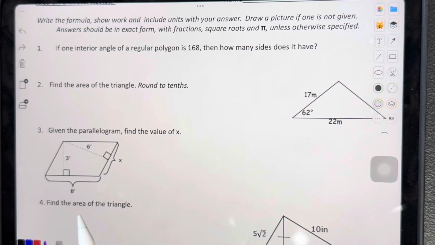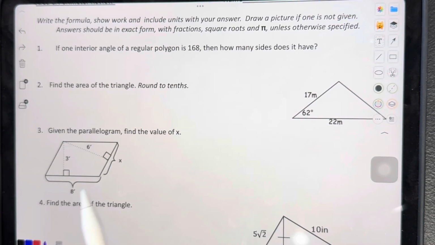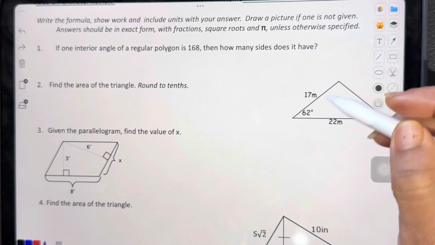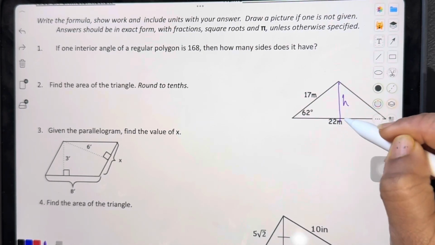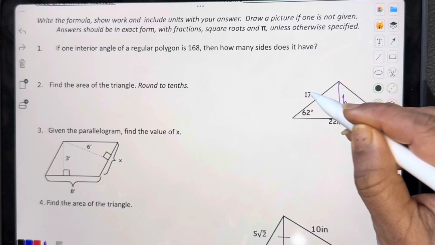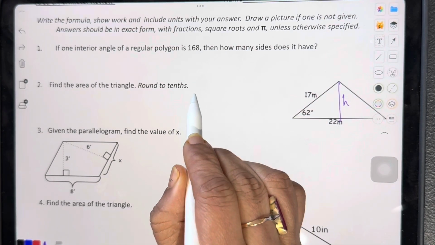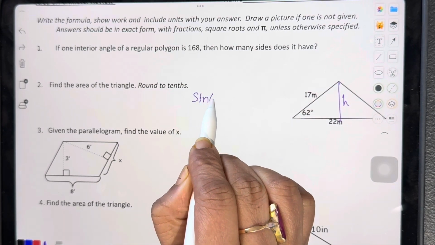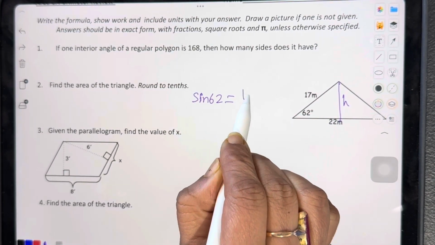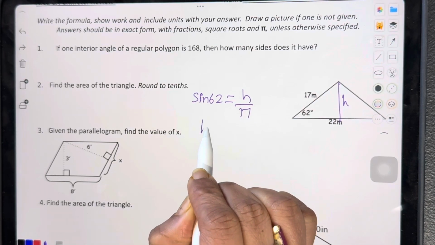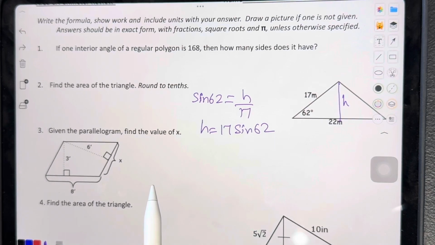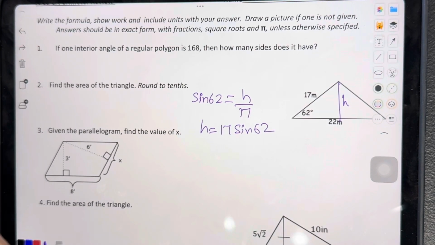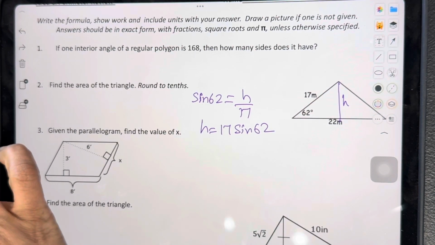Moving on. Find the area of the triangle, round to tenths. So area of the triangle means you need to find the height of the triangle. So in this triangle, you can use the opposite over hypotenuse sine ratio to find the height. So sine 62 is equal to h over 17. So h is equal to 17 times sine 62. And keep your calculator in degree mode.